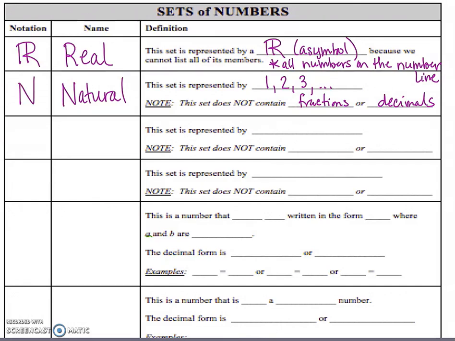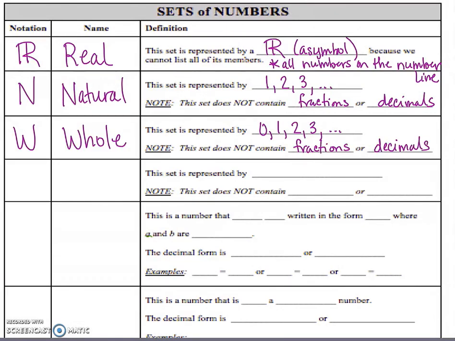The next set of numbers that's a little bit bigger than natural is the set of whole numbers. We are going to denote that with a capital W. This set is represented by the numbers 0, 1, 2, 3, ... So notice the only difference between natural and whole is now we're adding in 0. So once again, this set still does not contain any fractions or any decimals.